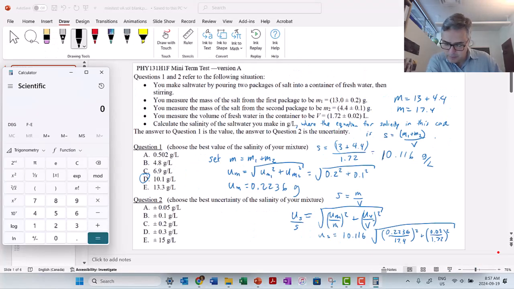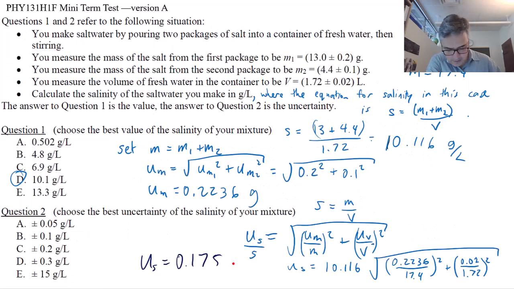You got to be a little careful with your calculator. Open bracket, 0.2236 divided by 17.4, close bracket, squared, plus, open bracket, 0.02 divided by 1.72, close bracket, squared, equals square root of that times 10.116. So the uncertainty is 0.175, and that's grams per liter. So the closest one, I would just round it up to 0.2.